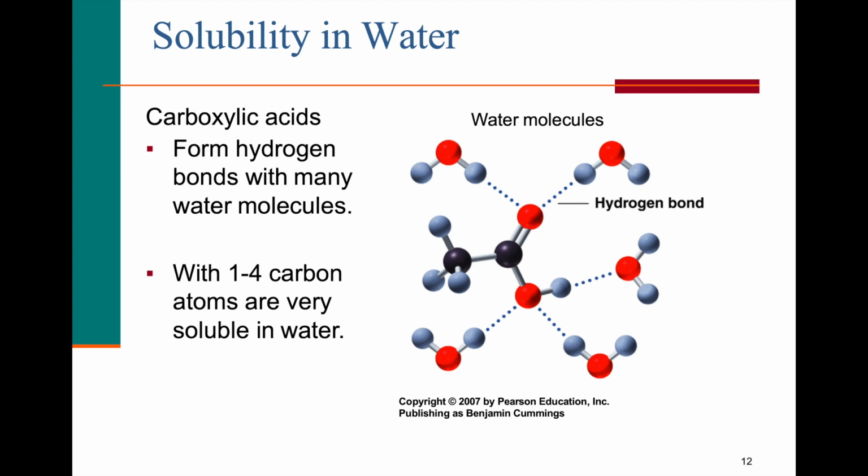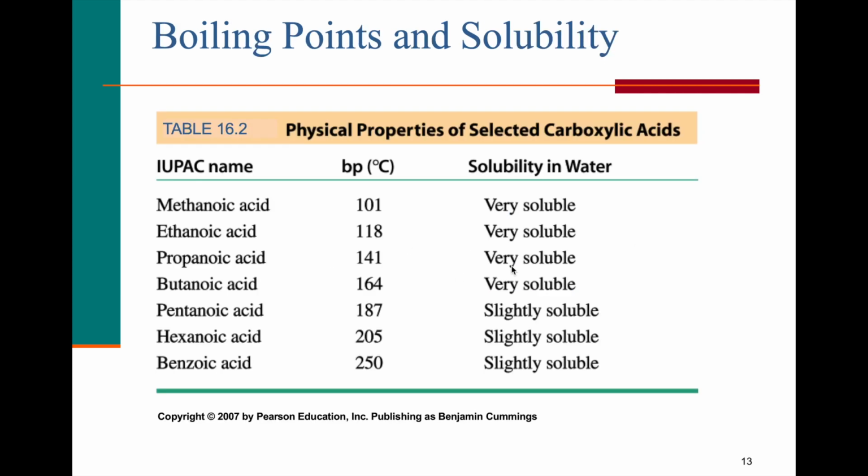When carboxylic acid molecules are forming a dimer together and are mixed with water, the dimers actually break apart and the carboxylic acid will interact with the water molecules. So we can just quickly see here that the first 4 carboxylic acids are very soluble, and then as that carbon chain gets longer, we can see that the boiling point is obviously still increasing, but the solubility will start to decrease.